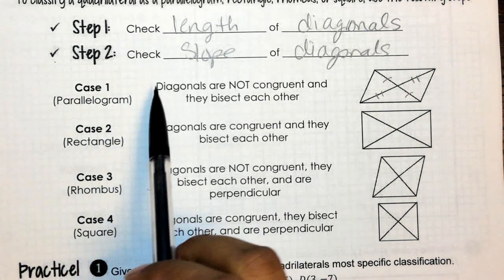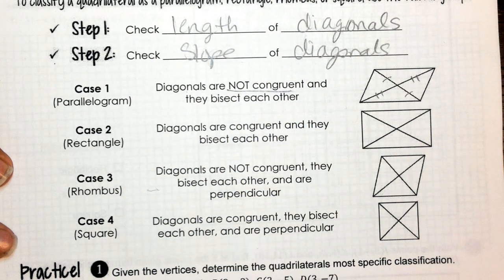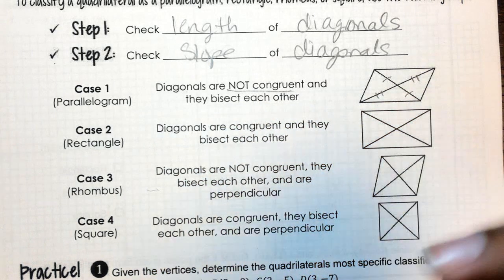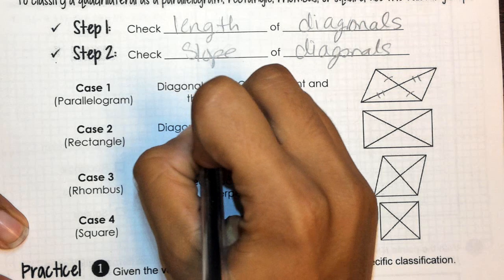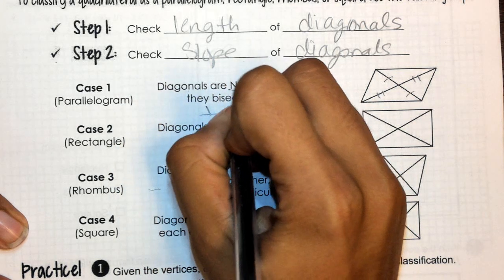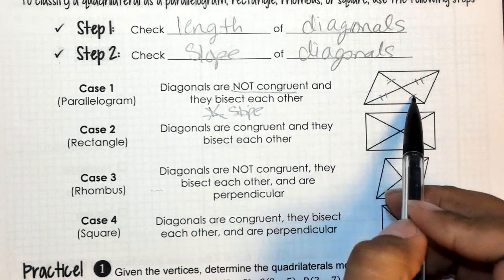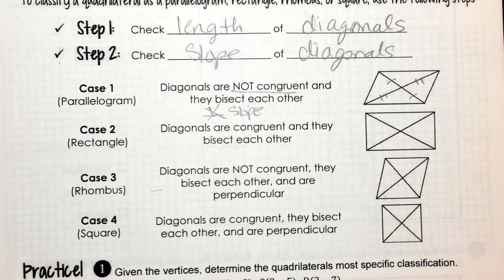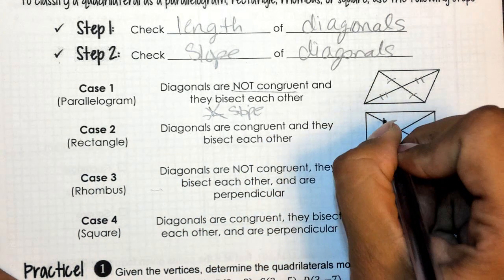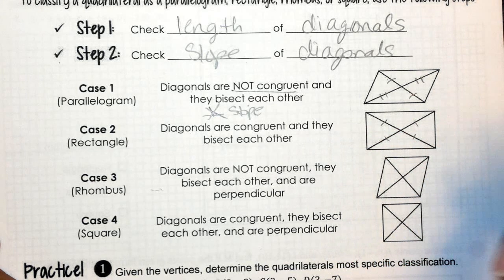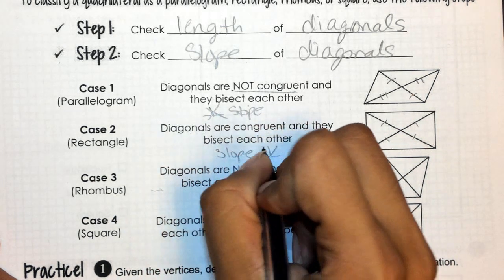If it's a parallelogram, your diagonals are not congruent and they bisect each other. Another thing you're going to be checking is if the slopes are perpendicular. For a parallelogram, the slope is not perpendicular. So you see they bisect each other, but they're not congruent. For a rectangle, diagonals are congruent, so one tick mark all around, and they bisect each other, but slope not perpendicular again.